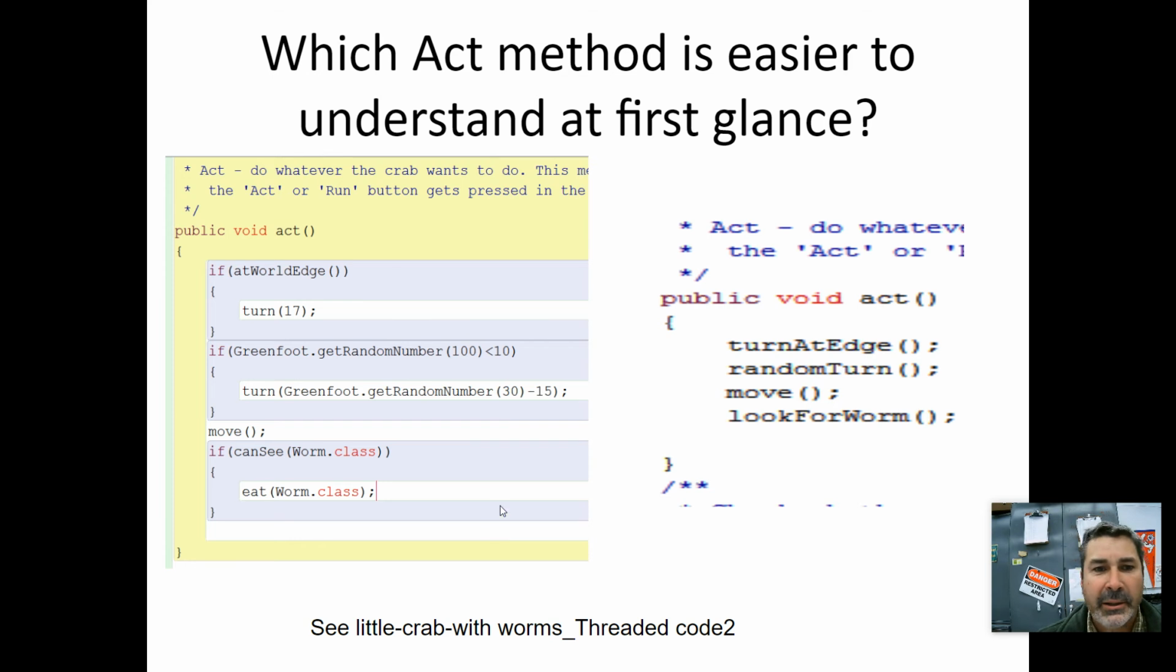All right, let's take a look at this. Here's an act method that we have. How about this? Turn at edge, random turn, move, look for worm. Which one's easier to understand what's happening? This one or this one? Well, the answer is this one. This one's a lot easier to understand what's happening. This one gets a little bit cluttered.